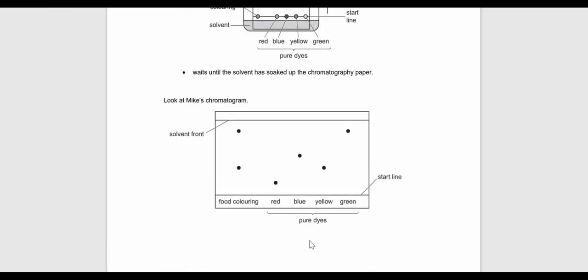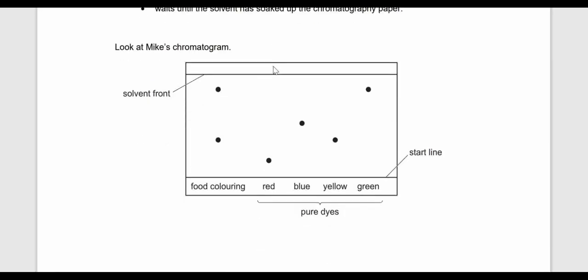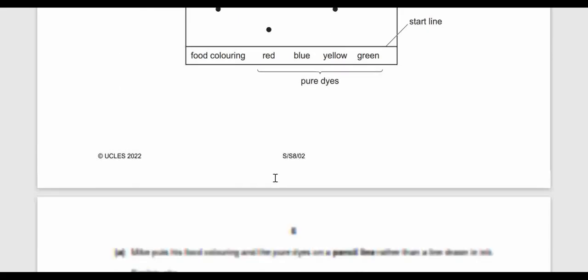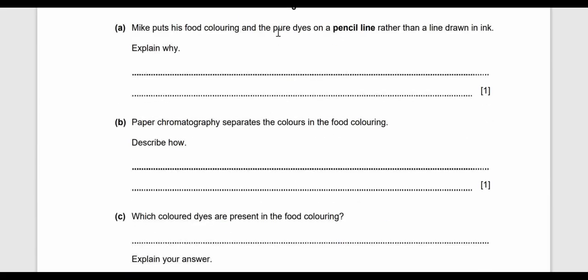Now look at Mike's chromatogram. So let's take a look. Here we go. Solvent front here. Food coloring, red, blue, yellow, green dyes. Start line. Question A.